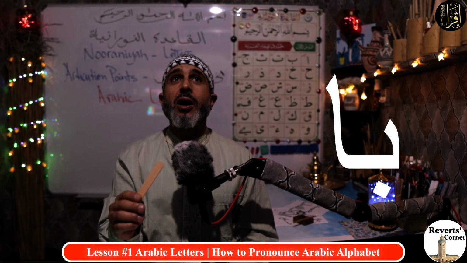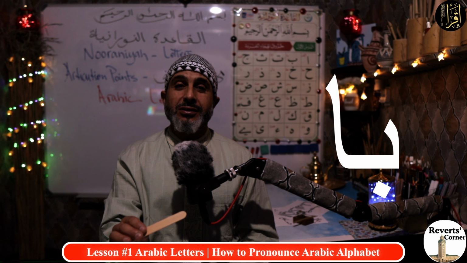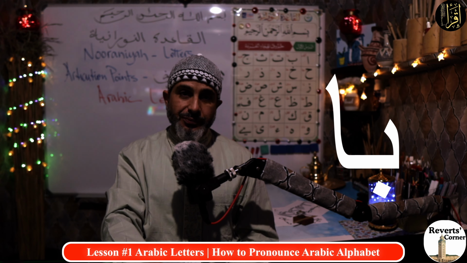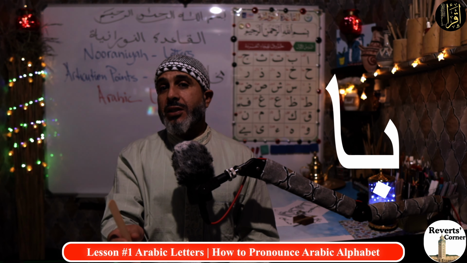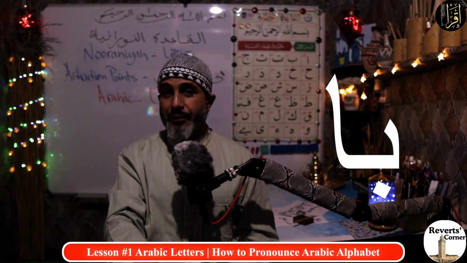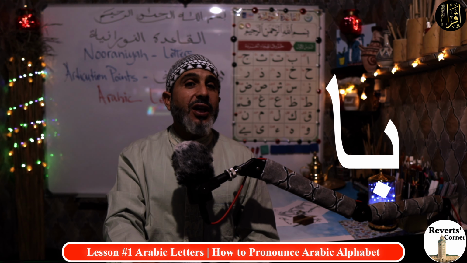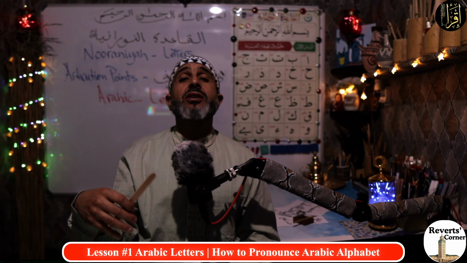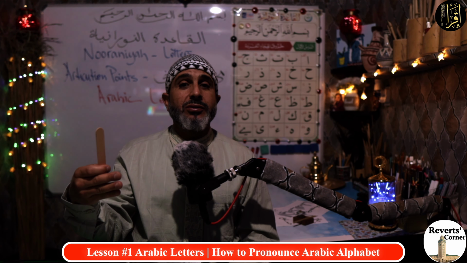Not ba, it's ba. It's light. You see? And like the sad, which is heavy. So remember, alif can be light or heavy depending on the preceding letter.